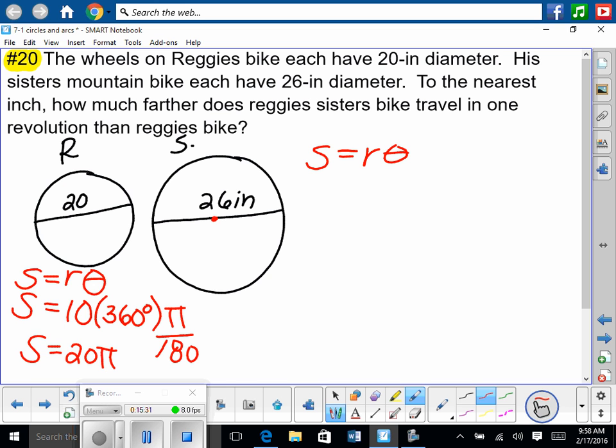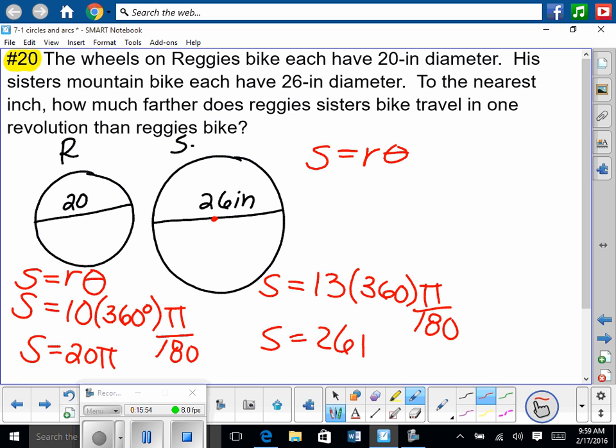Now let's do this one. S is equal to our radius, which is... Guys, there are people not even paying attention. If you don't need me to do this one, I'll let you do it. 26. So 13 times the theta, which is 360, and we're multiplying by pi over 180. 26 pi. Okay, so how much further? Did you say 26 pi? Yeah, I got that same thing.